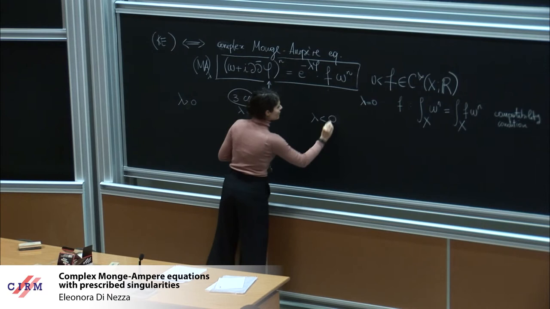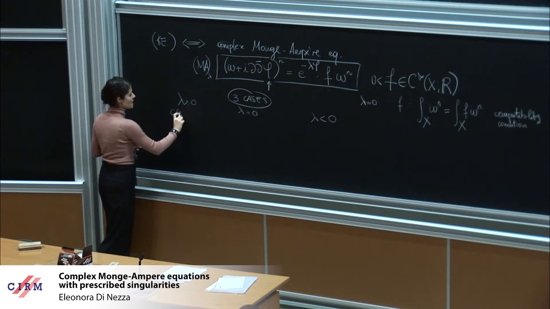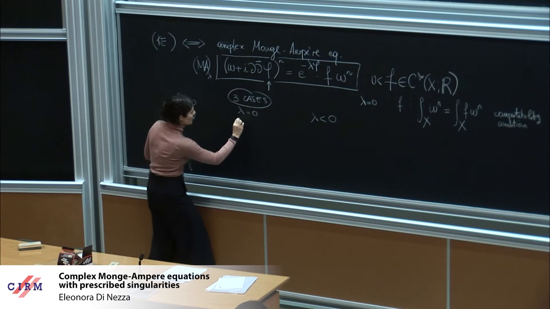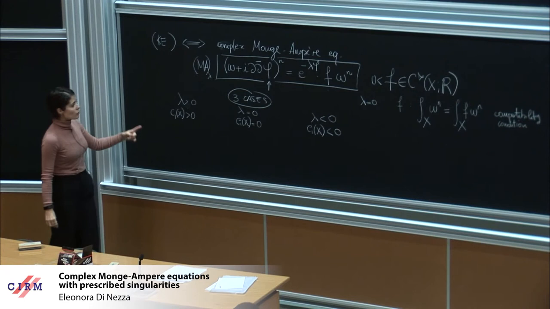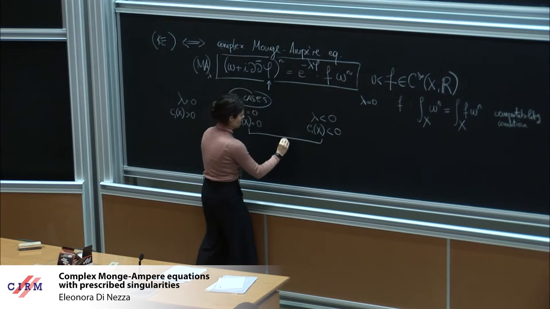And this corresponds to what we already saw. So this is the case of c1 of X positive, the first Chern class equal to zero, and the first Chern class of X negative. So today we are gonna focus just on these two cases.